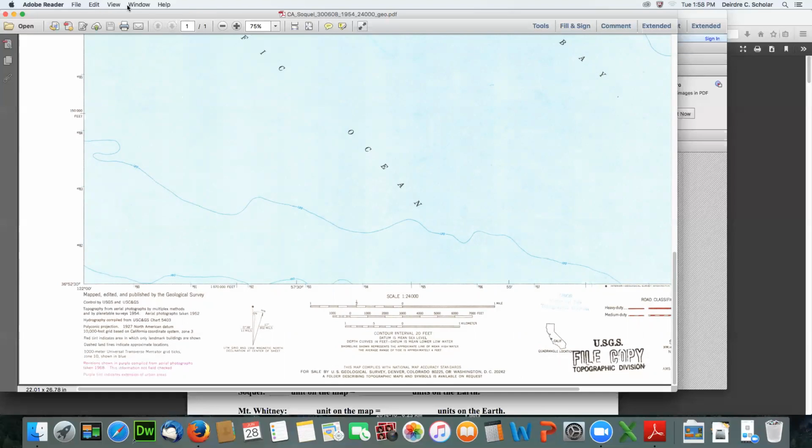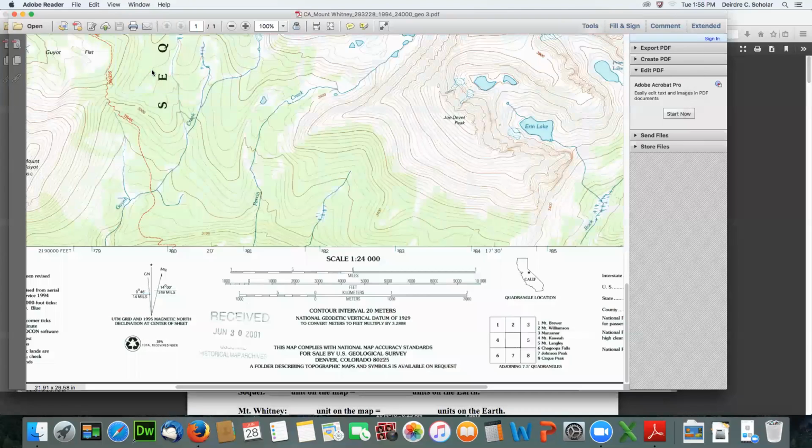So looking at the Mount Whitney quad, because the fractional scale is the same, the same rule applies. 1 inch measured on the Mount Whitney map equals 24,000 inches on the Earth's surface in this area of the Earth. 1 centimeter on the map equals 24,000 centimeters. If we were to measure an entire foot on the map, that would equal 24,000 feet on the Earth's surface.